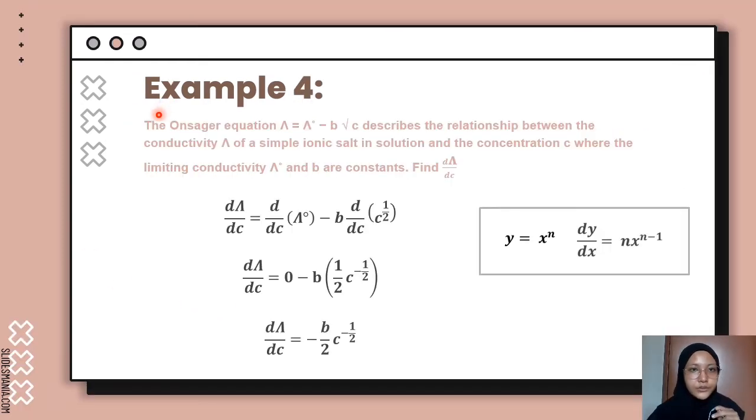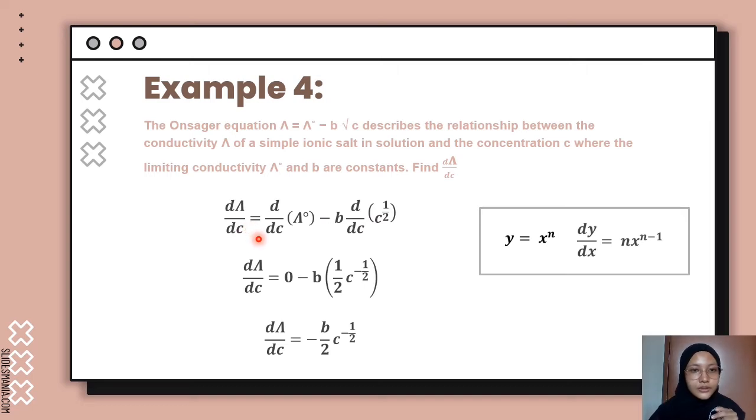Okay, next we move to example 4. The Onsager equation describes the relationship between the conductivity of a simple ionic salt in solution and the concentration, where the limiting conductivity and b are constants. Find d conductivity over dc.